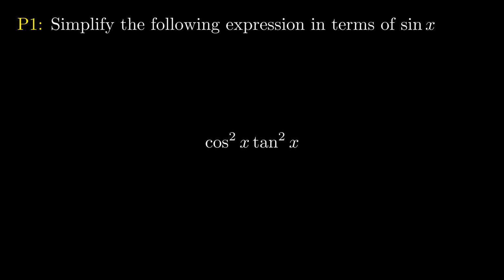So let's combine our terms. It might seem like we're stuck, but remember that we can express tangent in terms of sine and cosine. Let's do exactly that. And we can cancel the cosine squared x's, and we're left with our final expression, sine squared x.